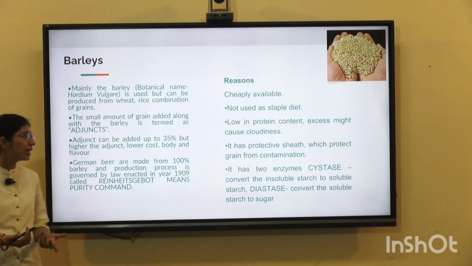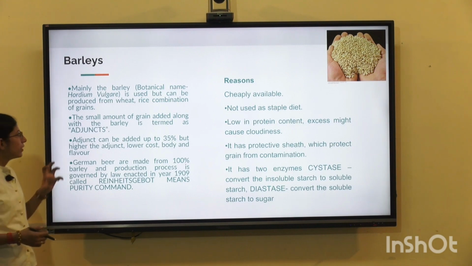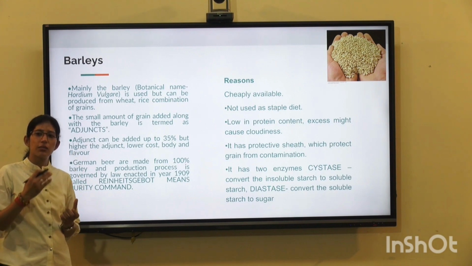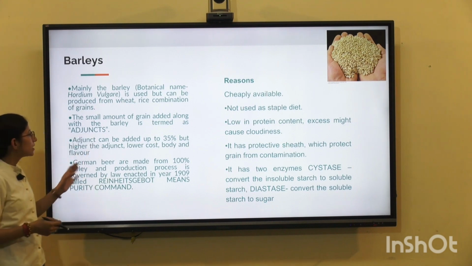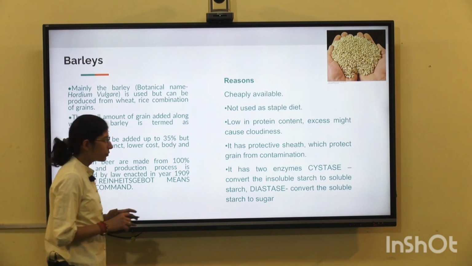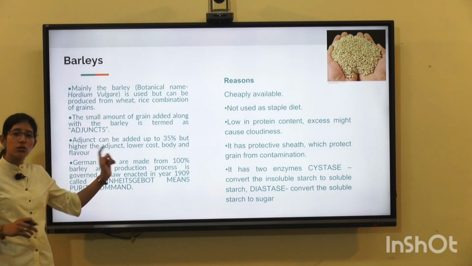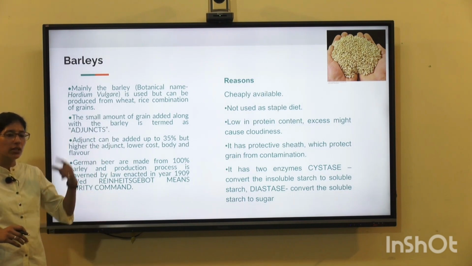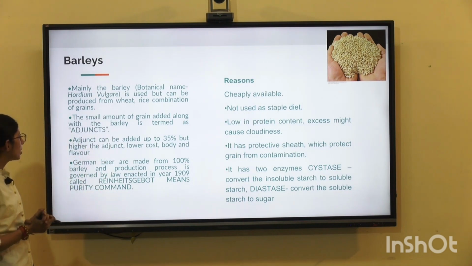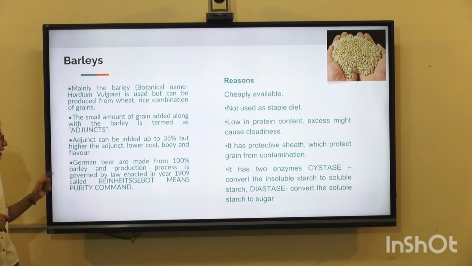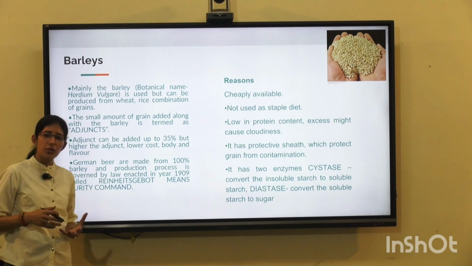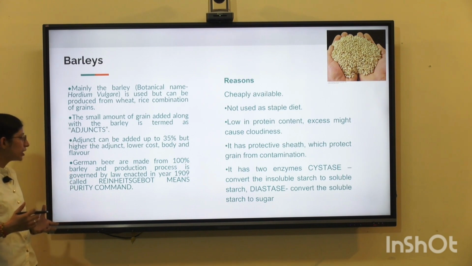Rice and maize and many others are used. When a small amount of broken barley is used, it is known as an adjunct. It can be used only up to 35% of the production, but it also lowers the cost and lowers the body of the beer. Now, general beers are made from 100% barley. That is why it is called Reinheitsgebot, which means purity of the beer.